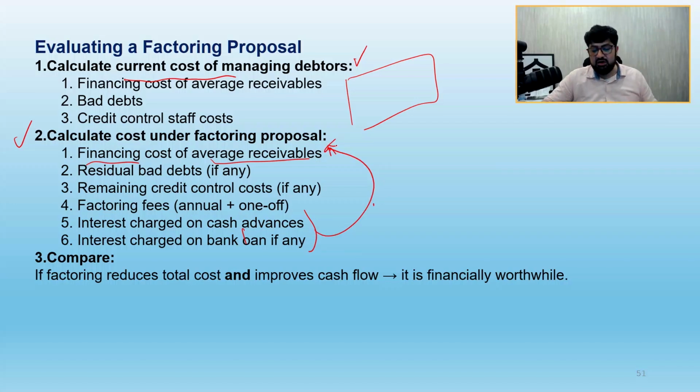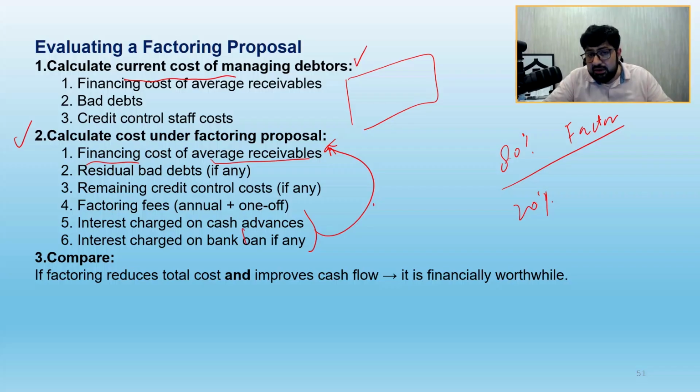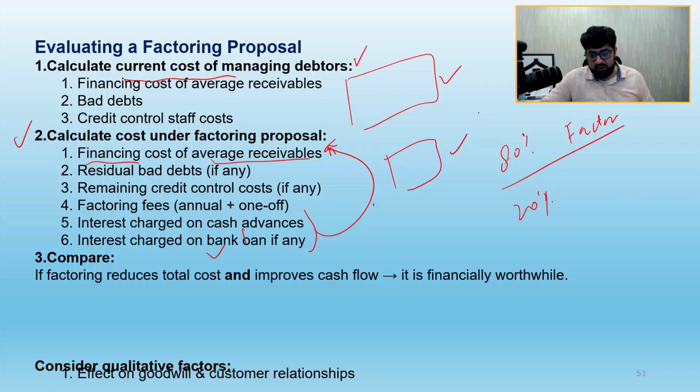Two types of finance. 80% finance is advanced by the factor, so interest will be paid to the factor. The remaining 20% of receivables will be financed through the overdraft, and the cost will be charged at the overdraft rate. Now, we will calculate total cost here and compare both. Which one is lower? We say it is worthwhile.